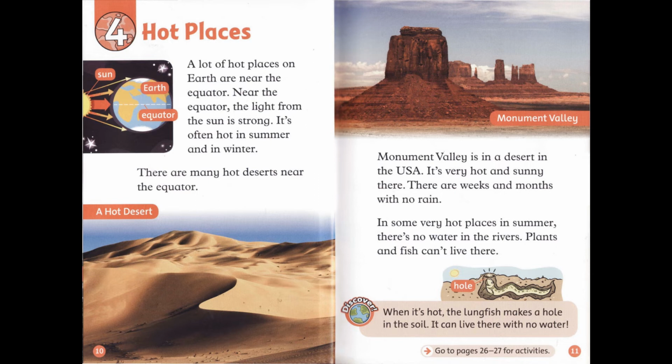There are many hot deserts near the equator. Monument Valley is in a desert in the USA. It's very hot and sunny there. There are weeks and months with no rain. In some very hot places in summer, there's no water in the rivers. Plants and fish can't live there.